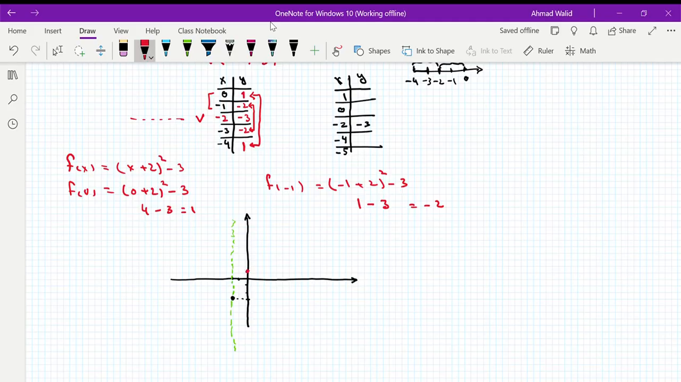When x is -1, y is negative what? -2. -1 and -2, this point. When x is -3, y is -2. -3 and -2 will be this point. And -4 and 1. -4 and 1 is this point. Easily you can graph your function.